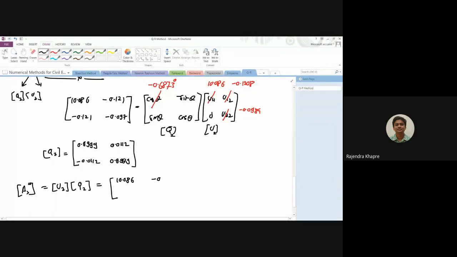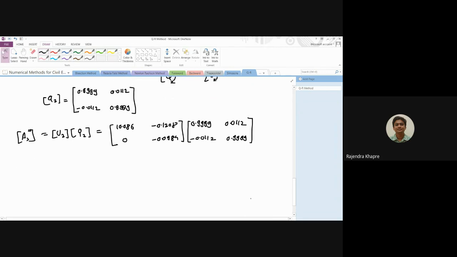Where U2 is nothing but 10.086, this is minus 0.1208, this will be 0, and this will be minus 0.0984. This is your upper triangular matrix, and your Q2 matrix is 0.9999, this is 0.0112, this is negative 0.0112, and this is 0.9999. If you do the multiplications, you should get the A2 matrix, which is as good as your diagonal matrix, where lower and upper triangle both are almost 0. Please do the calculations.